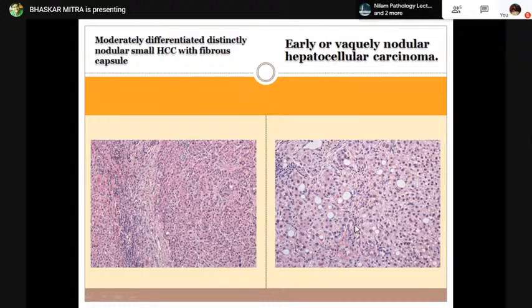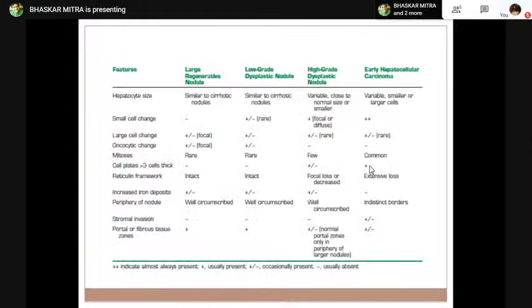Here we can see the portal tracts in between which the cells are unique. The stromal invasion part is very prominent here. Okay, so now we moved from dysplastic to an early one, a small hepatocellular carcinoma. Okay, so this is the distinction: large regenerating nodule, cirrhotic background, low grade, high grade dysplasia to early hepatocellular carcinoma.